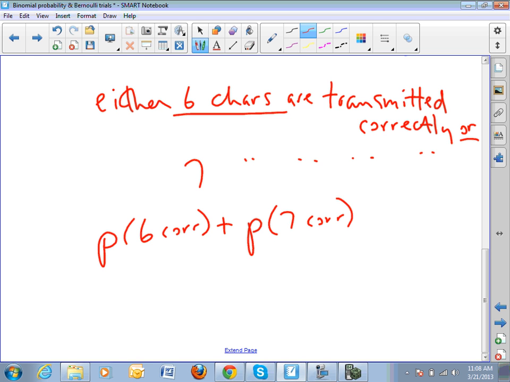And we retain our probability of success on any individual character being transmitted correctly. That's still 0.98. So 0.98 probability of success. 7 is our value for n. And then we want to know the probability that k equals 6 or 7.